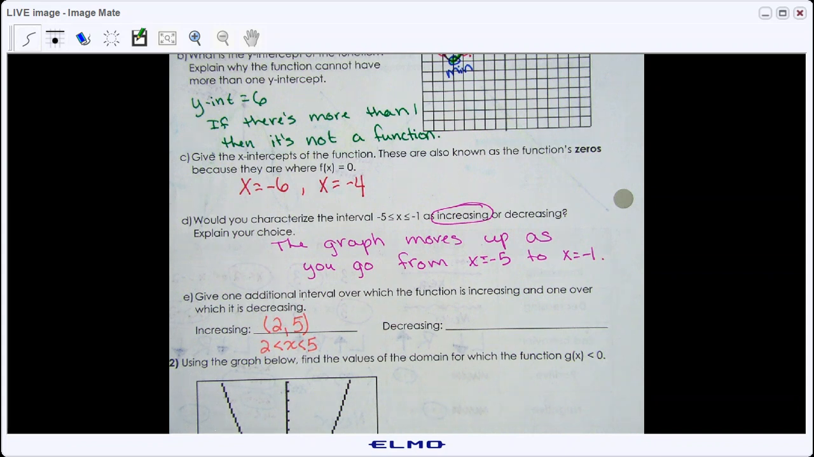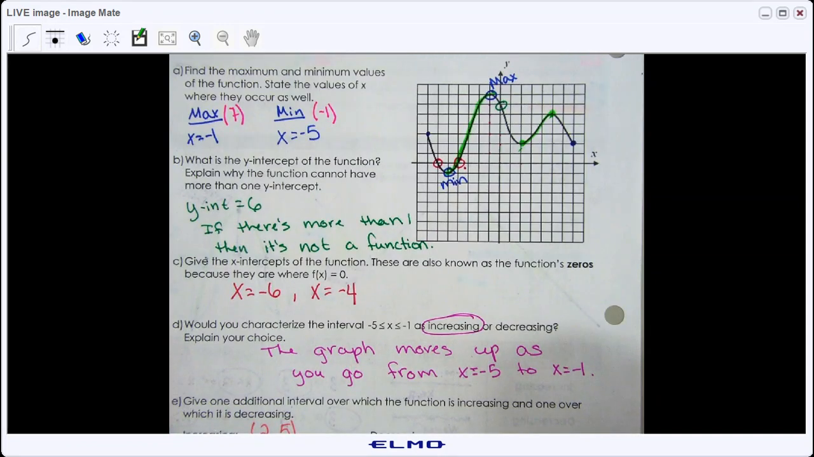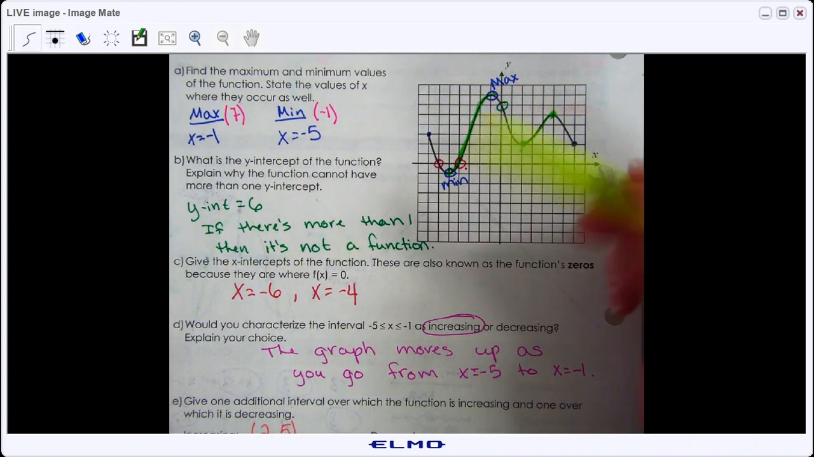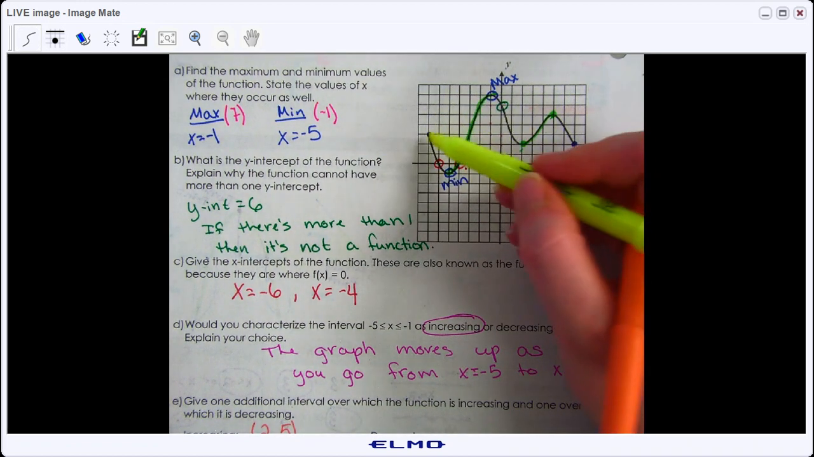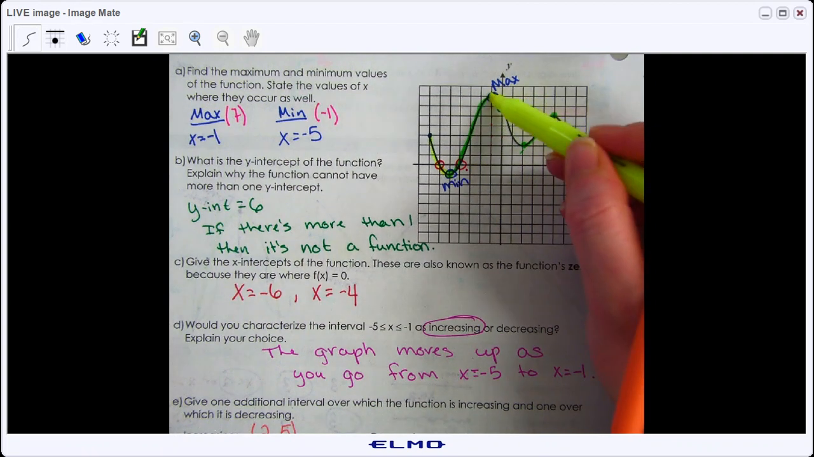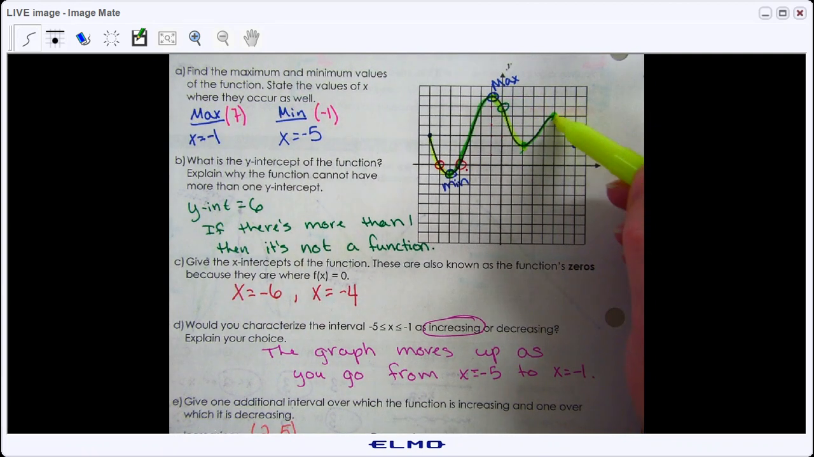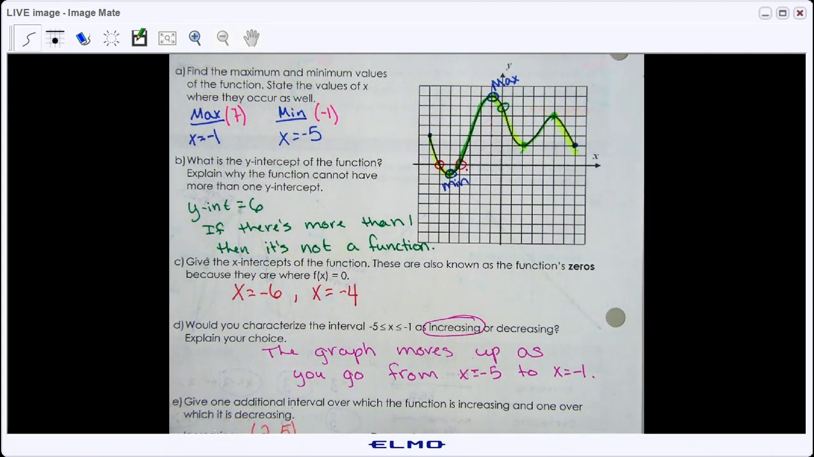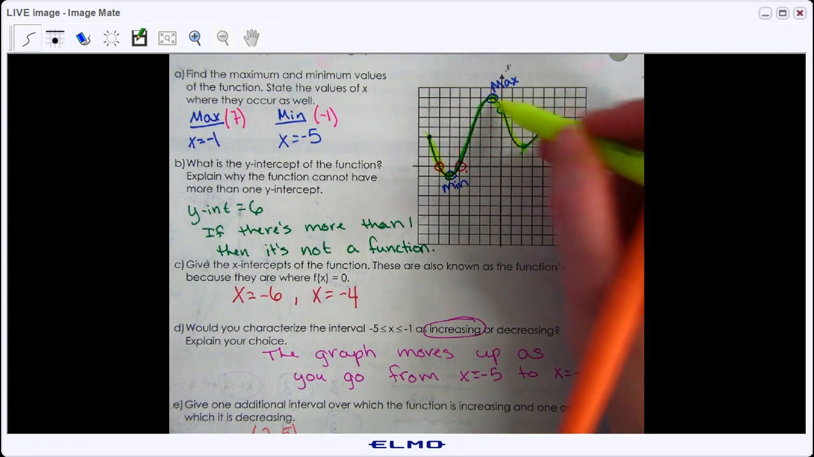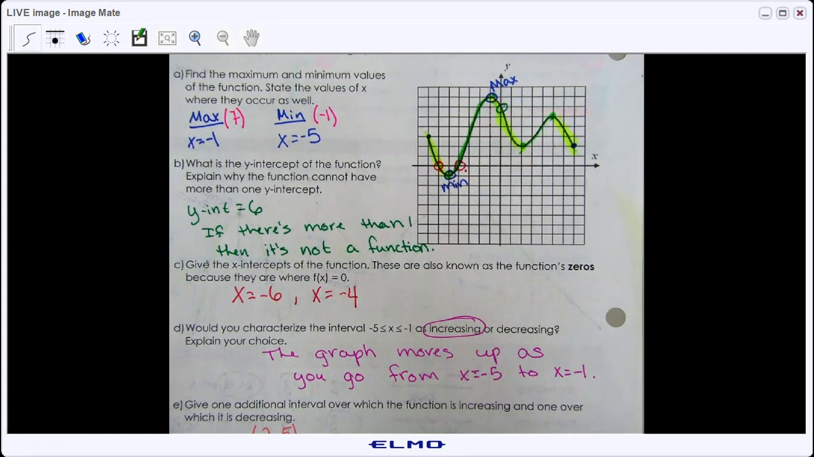So then this graph has 3 decreasing parts. You could do here to here, here to here, or here to here. So again, 1, 2, 3. We have 3 decreasing sections to this graph. I'm going to put all of the intervals there. It doesn't matter which one you choose, you just have to have one of them.